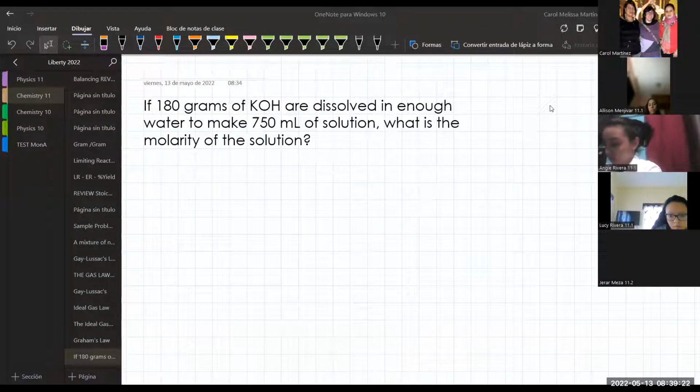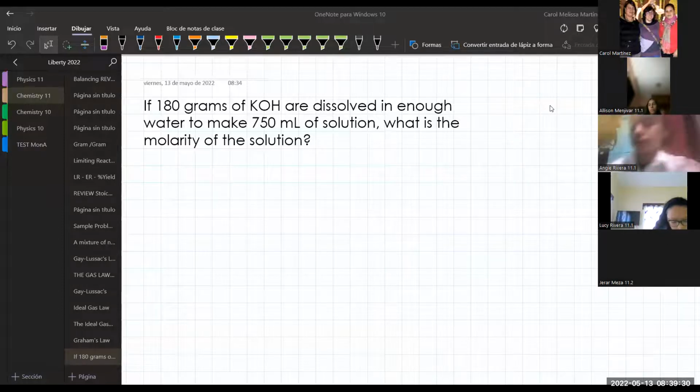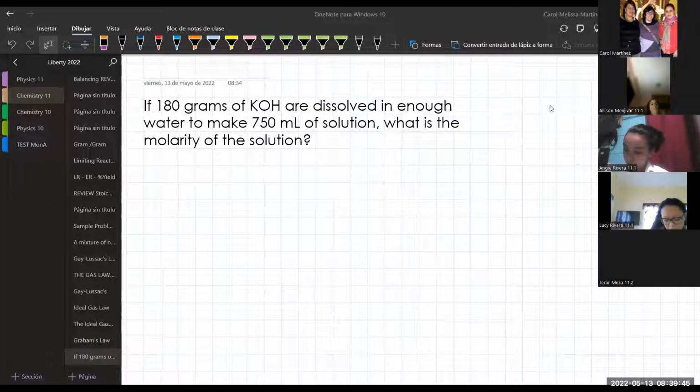If 180 grams of potassium hydroxide are dissolved in enough water to make 750 milliliters of solution, what is the molarity of the solution? So, as I told you many times, in molarity, we're going to be using a lot the molar masses. So, knowing how to get a molar mass is important.